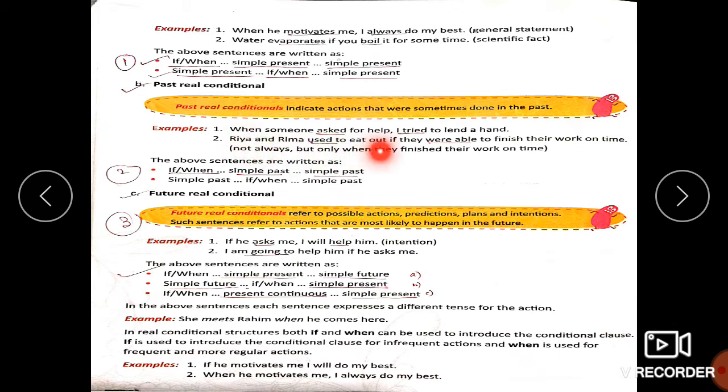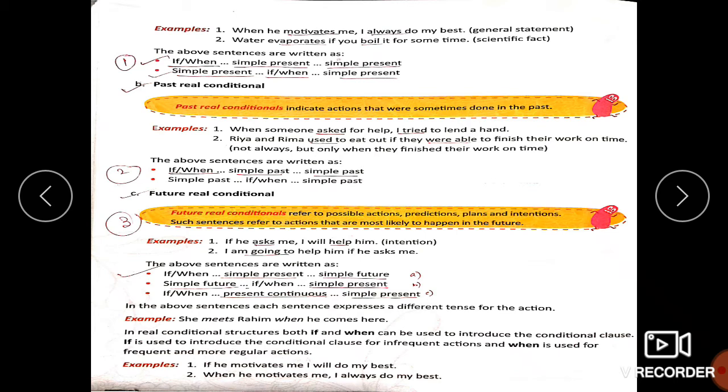Ria and Rima used to eat out if they were able to finish their work on time. Again, something that Ria and Rima used to do in the past. So these are past real conditionals. Not always, but only when they finish their work on time. So the result of the action happened only when something happened in the past. So the sentence should be written in what structure? If or when plus simple past plus simple past.